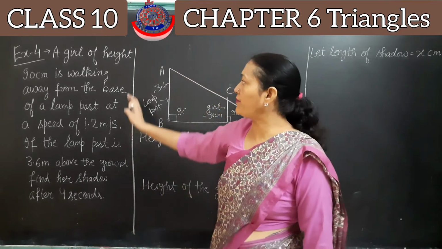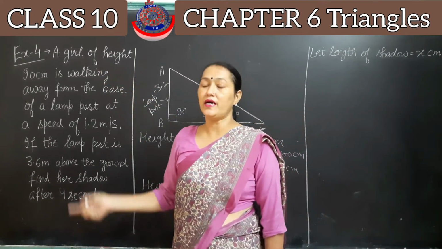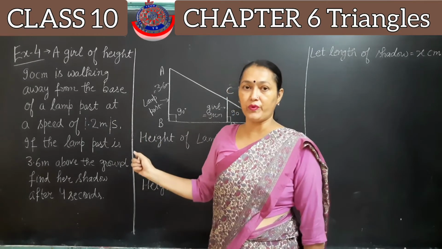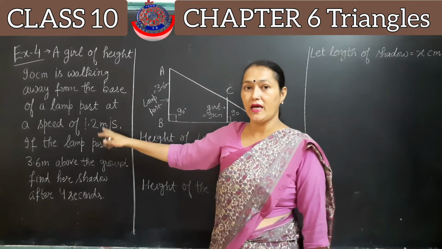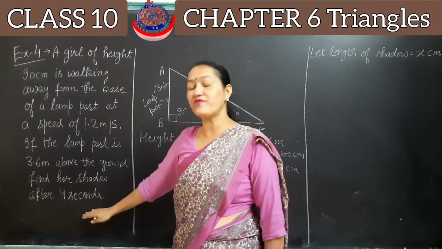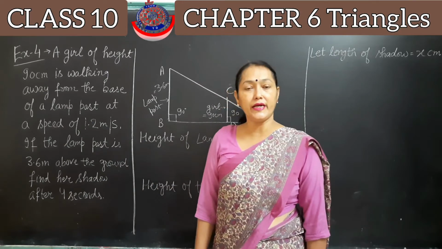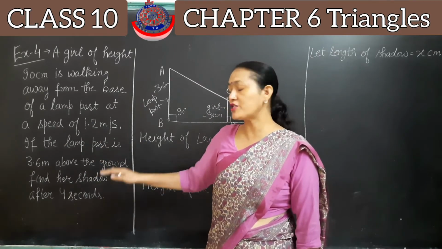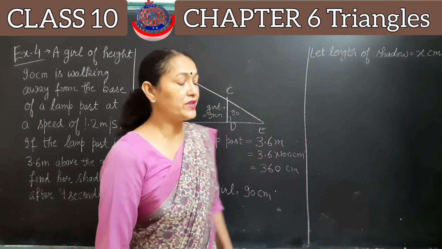Today I have taken one example where they are saying that a girl of height 90 centimeter is walking away from a lamp post at a speed of 1.2 meter per second. And she has covered this distance in 4 seconds. Height of the lamp post is also given, and they are asking us to find the shadow of the girl at that time. Let us see how to do it.